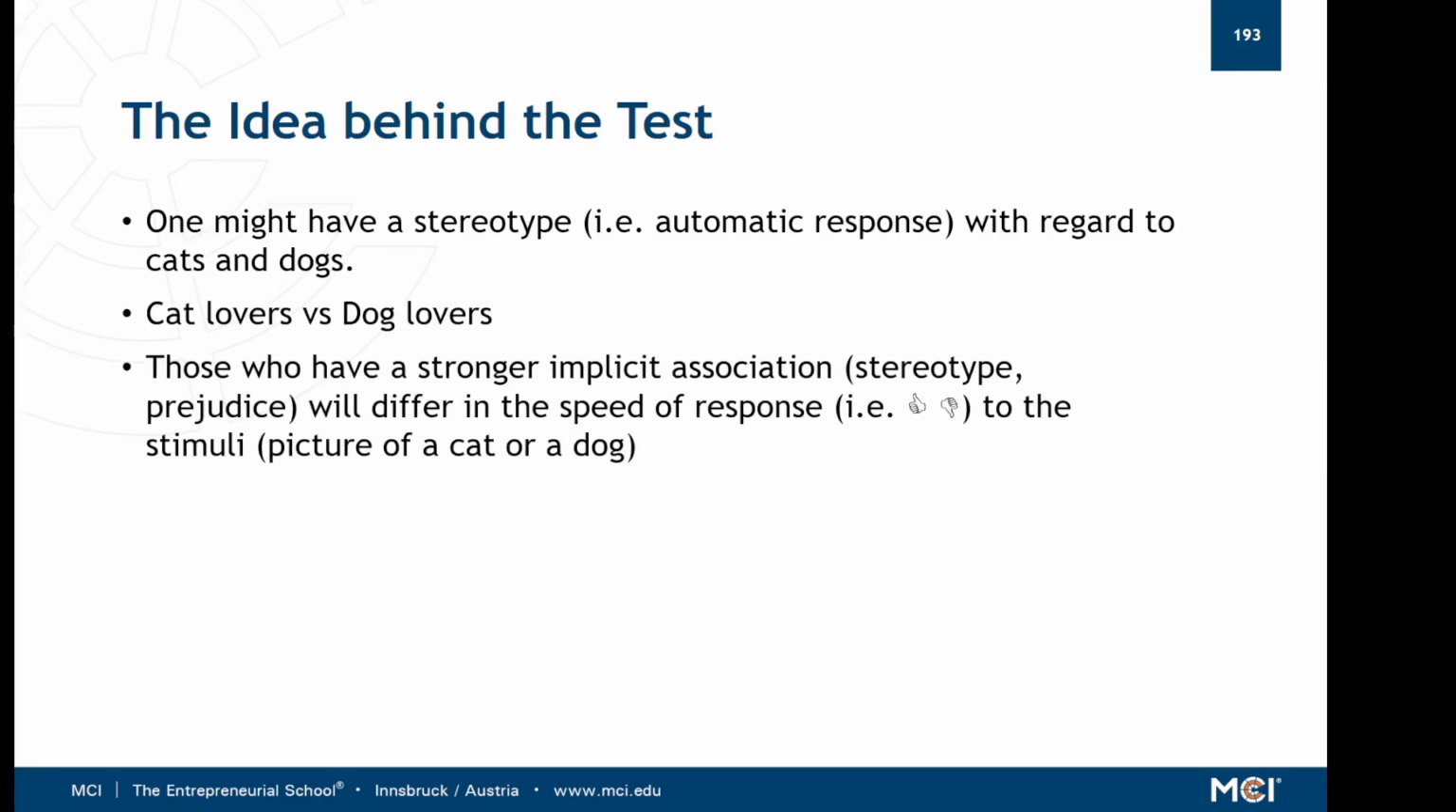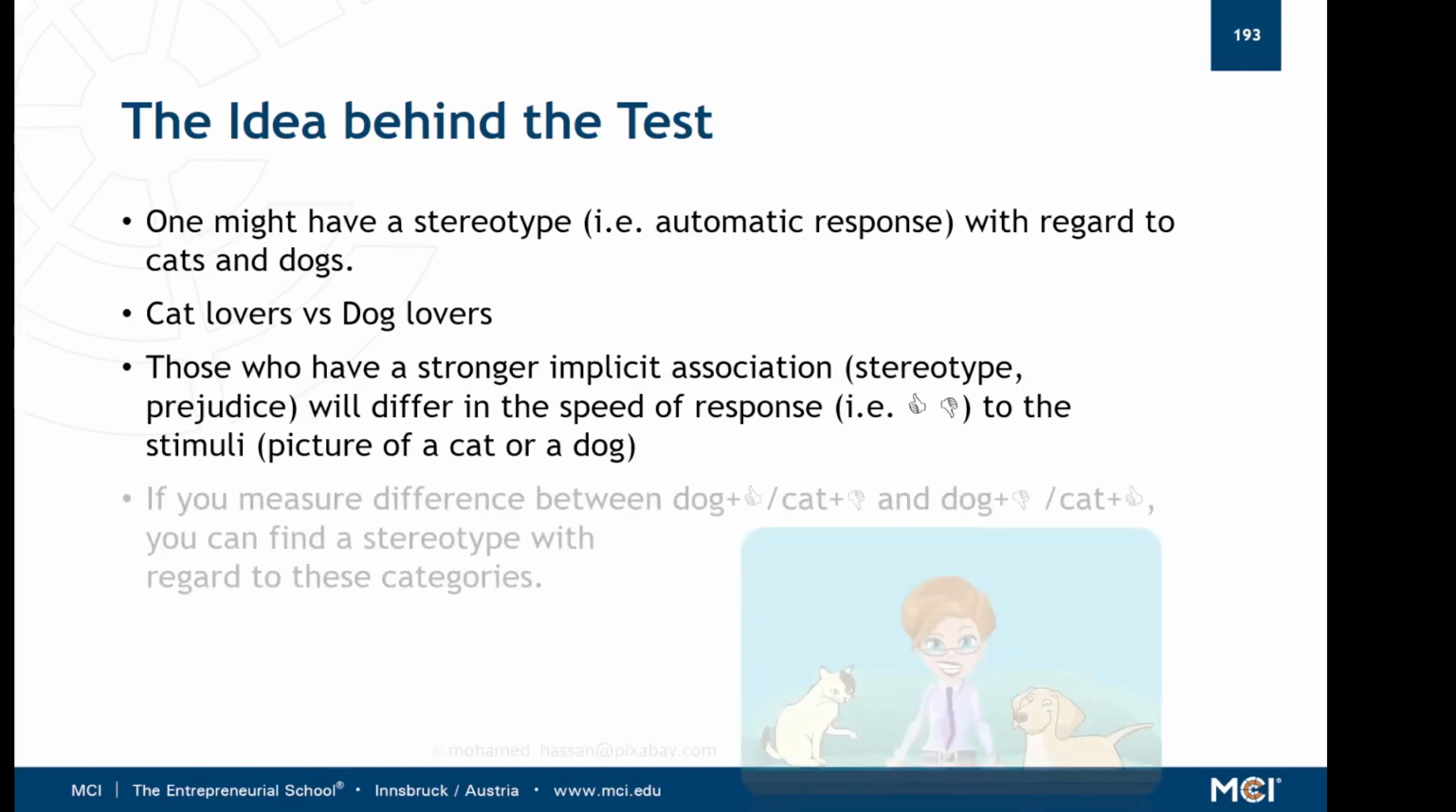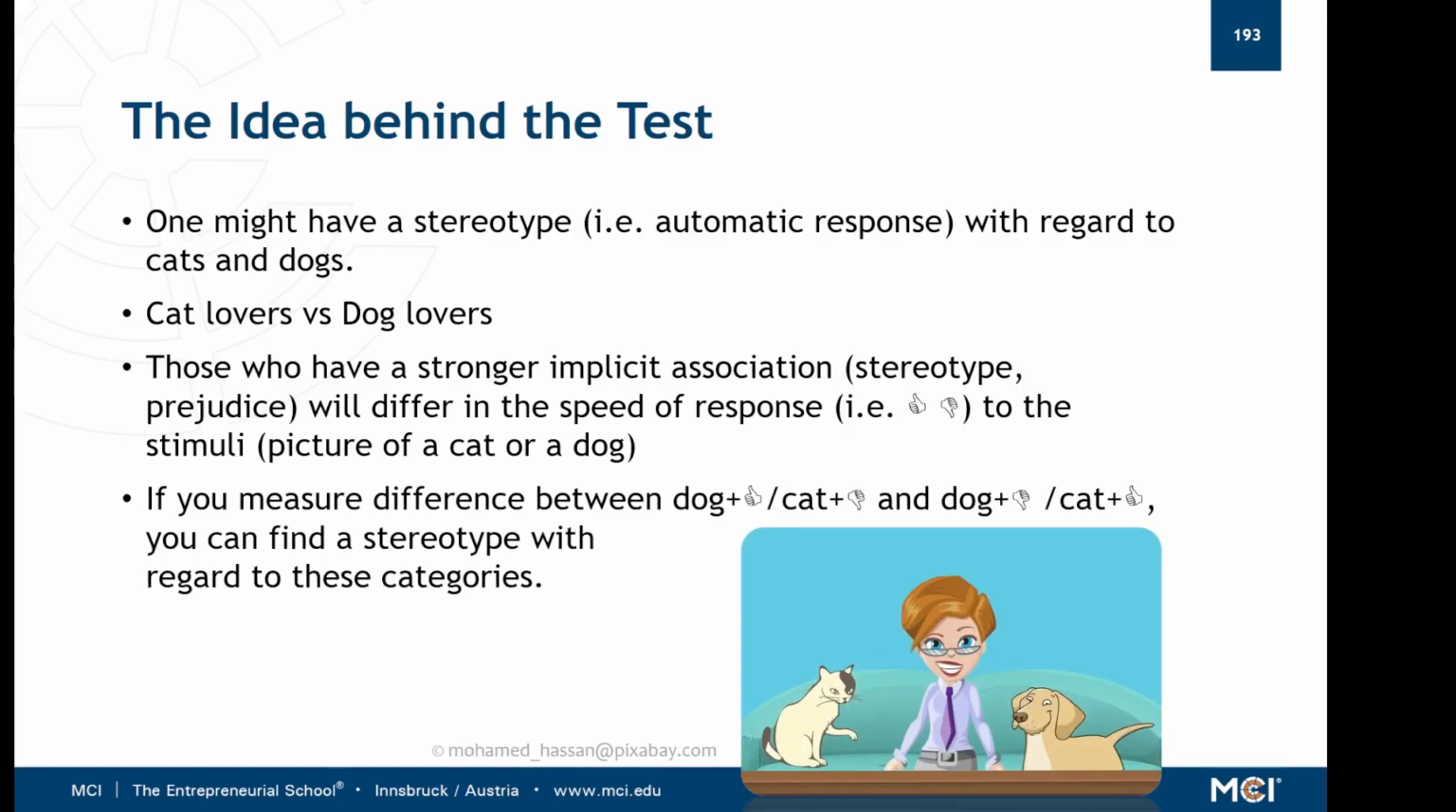So theoretically we can check whether you're a dog lover or cat lover, and if you have a stereotype, then the implicit association will be stronger, and that is why you will differ in the speed of your response, showing thumbs up or thumbs down, or shouting ugly or cute. This is the main idea of the test: if I show you different pictures or words and ask you to associate them with each other and look at the speed of your response, then I can understand whether one of the associations is stronger than the other one.